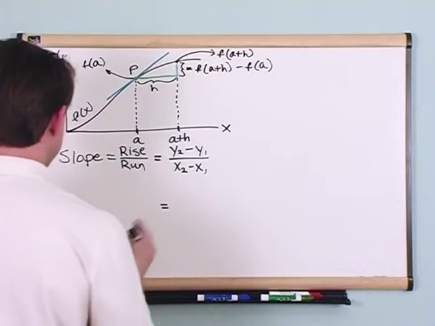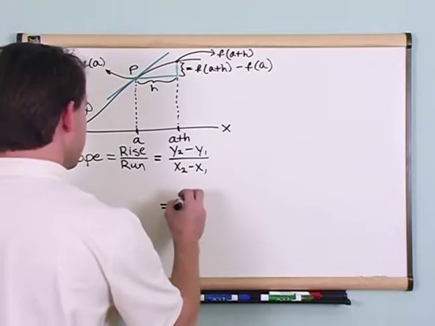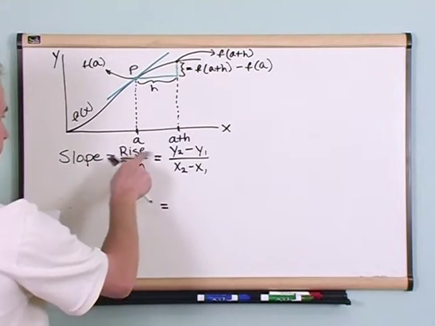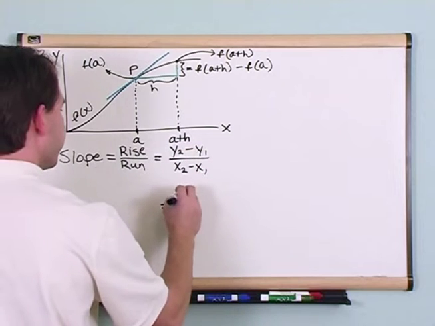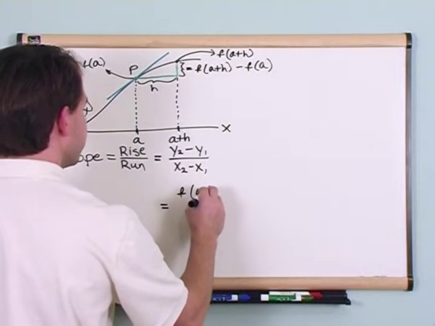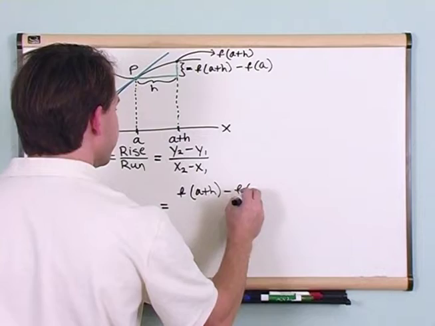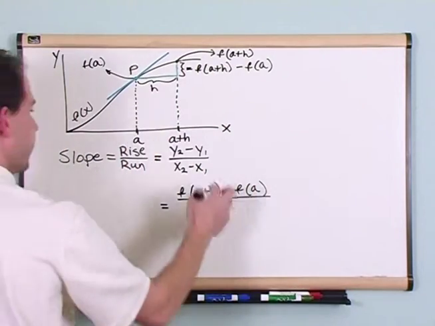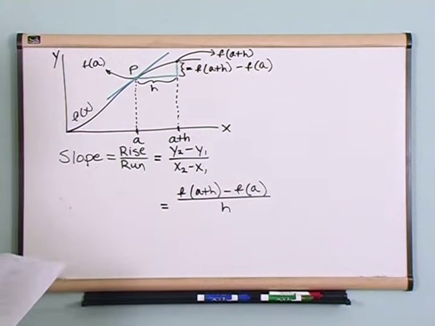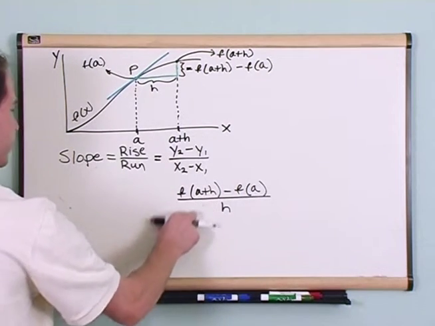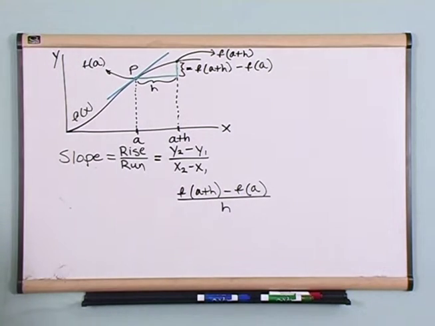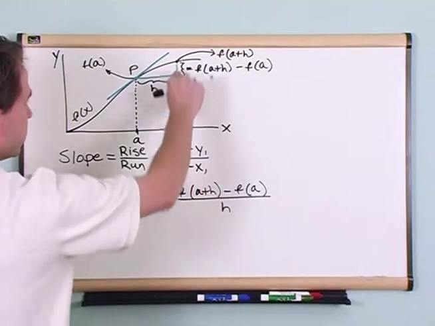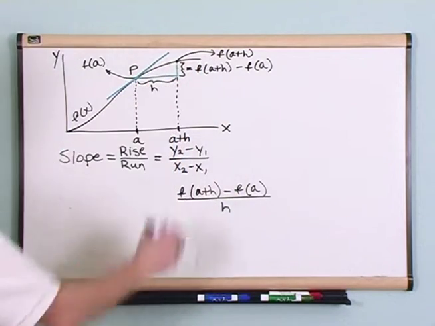I'm just going to write it right here. I'm going to say the rise, which is this quantity here, the difference in y, is f of a plus h minus f of a over, that's the rise, the run is just h. Now, that looks pretty complicated, but it's not too bad really. You're just looking at rise over run. Rise is defined here and run is defined there.